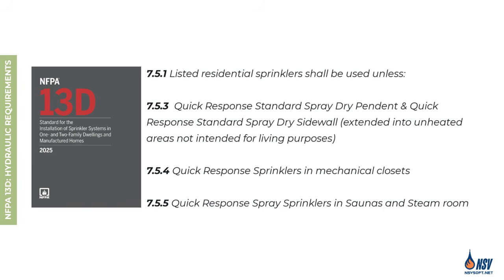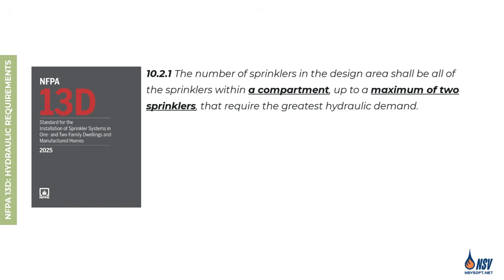In 1- and 2-family dwellings and manufactured homes, residential sprinklers shall be used in accordance with NFPA 13D. However, in certain spaces, such as mechanical closets, saunas, steam rooms, or unheated areas not intended for living purposes, quick-response sprinklers are permitted instead. For hydraulic calculations, the design area includes all sprinklers within a compartment, up to a maximum of 2 sprinklers that create the greatest hydraulic demand.